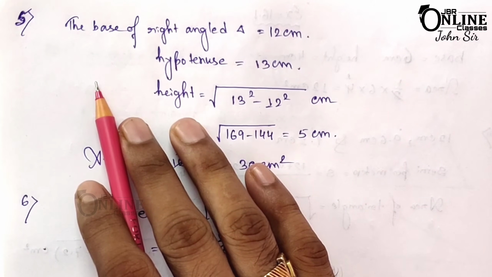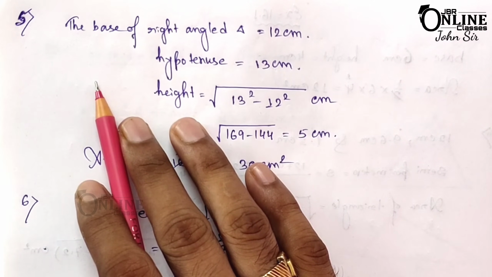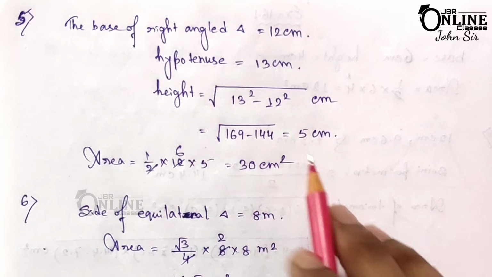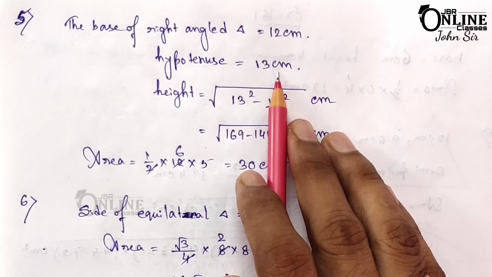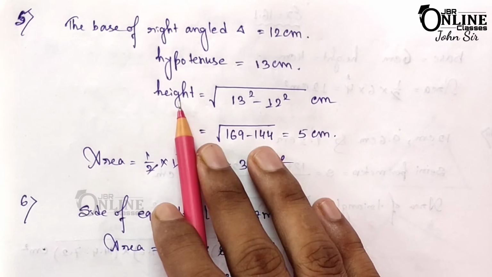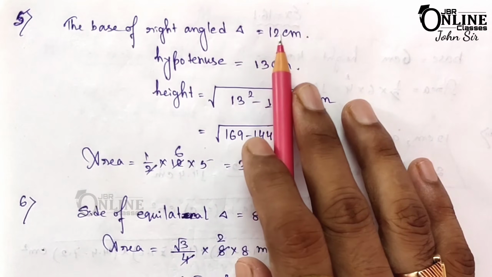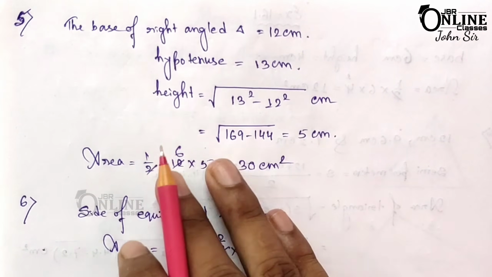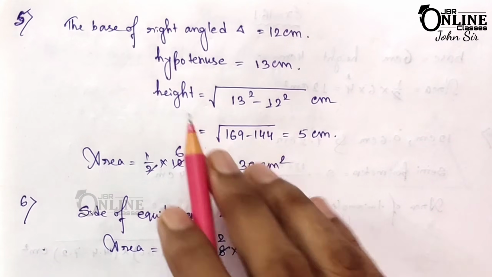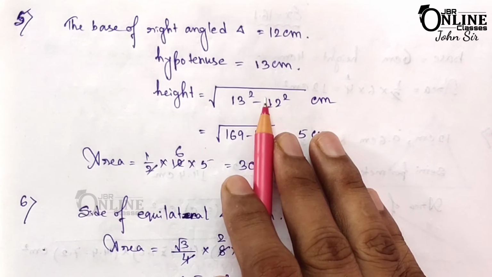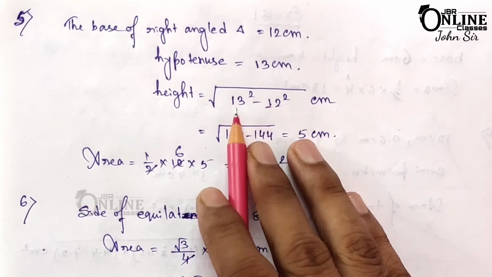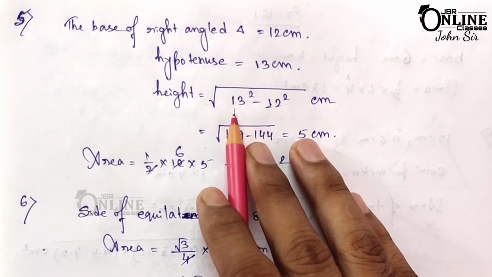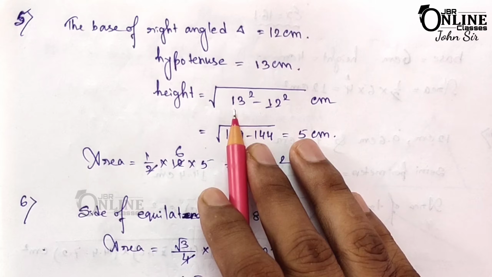Now sum number 5. The base of a right angle triangle is 12 centimeter and its hypotenuse equals 13 centimeter. Okay, then find the area and the perimeter. So first you have to find out the area, as here base equals 12 and hypotenuse equals 13. So before finding the area, first you have to find out the height. So height equals, here you can apply the Pythagoras theorem. I hope you know the Pythagoras theorem, that is hypotenuse square equals what?